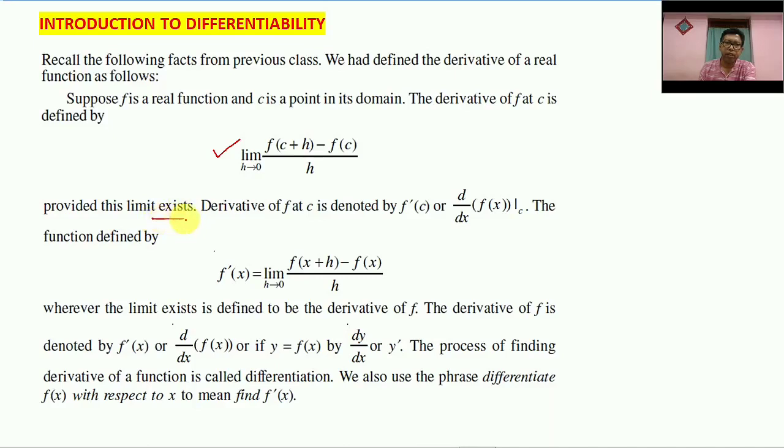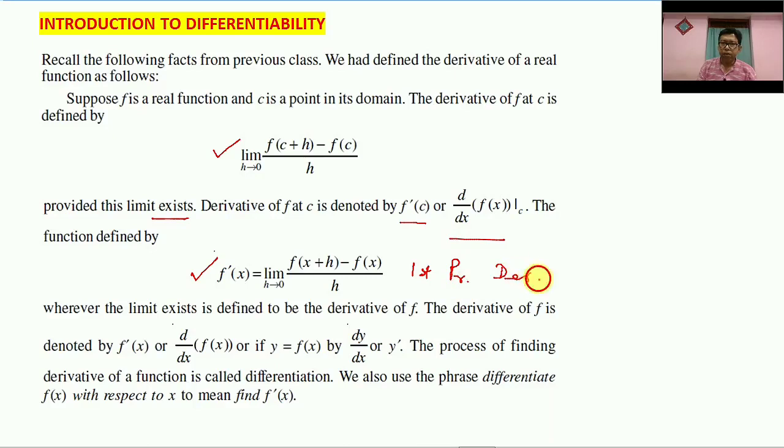Except this existence, you can't say the function is derivable at the point x is equal to c, and it is denoted by f dash c. You know this one, d/dx of f of x at the point x is equal to c. The function is defined as f dash of x is equal to limit h tends to 0 of f of x plus h minus f of x upon h. This is the first principle of derivative.